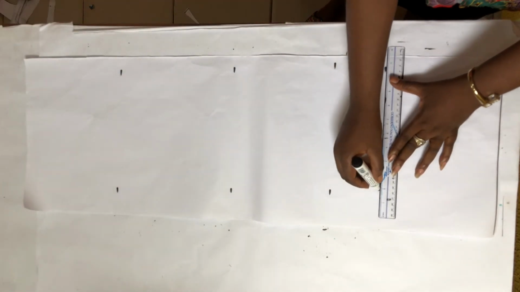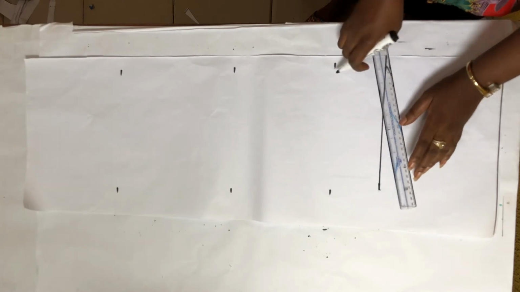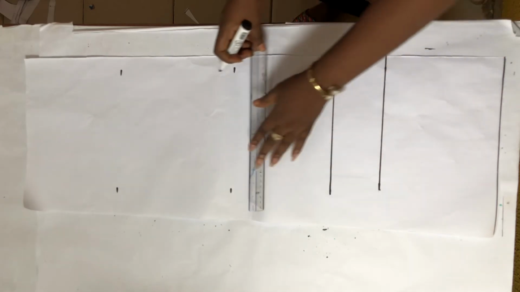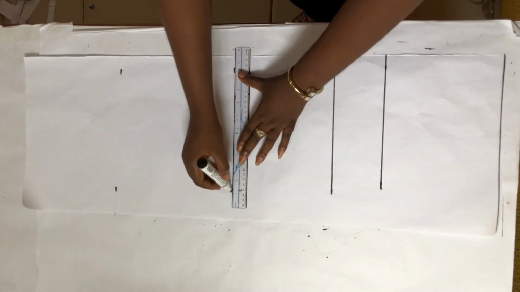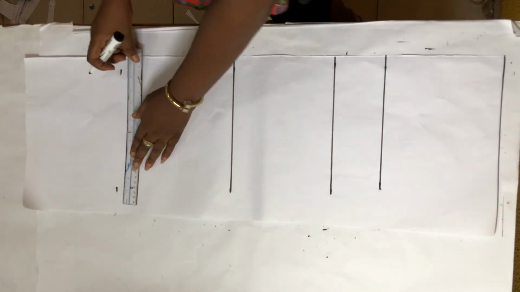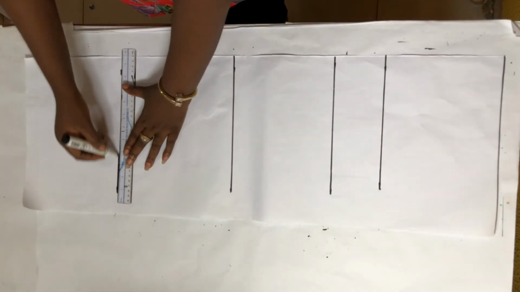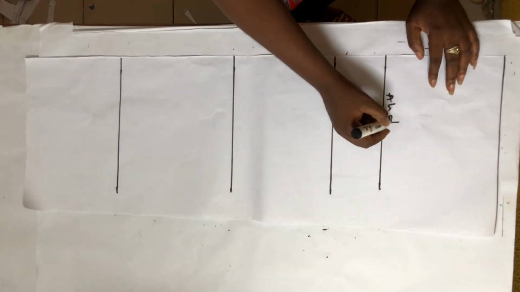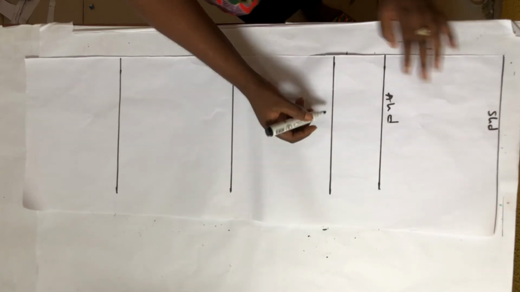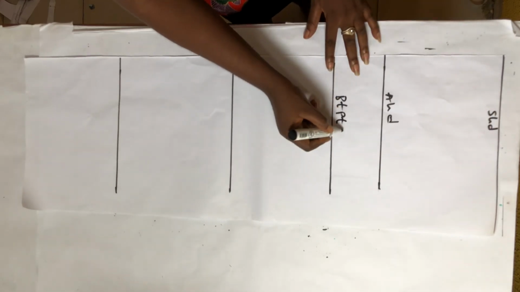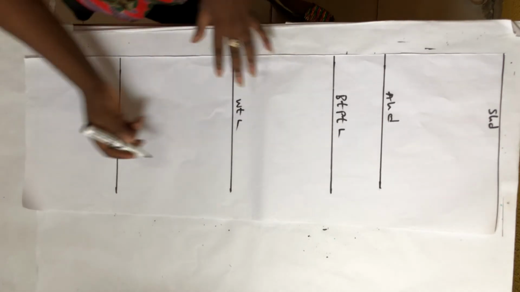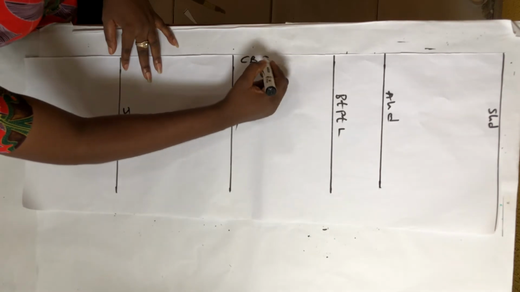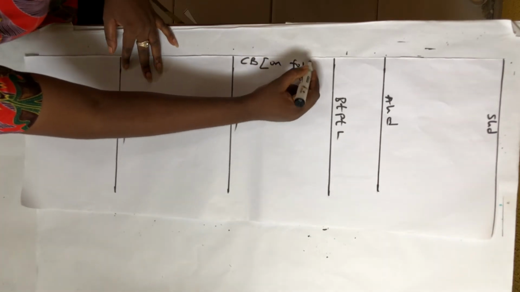I'm going to connect my dots to get my lines. This is my armhole depth line. This is my shoulder line, bust point length line, waist length line, and jacket length line. This is my center back, and it's going to be on fold.